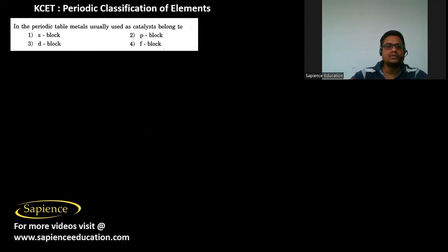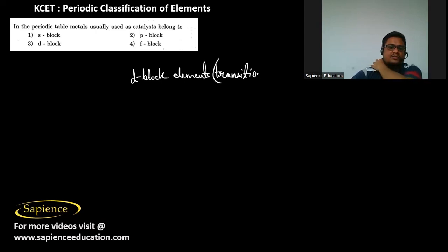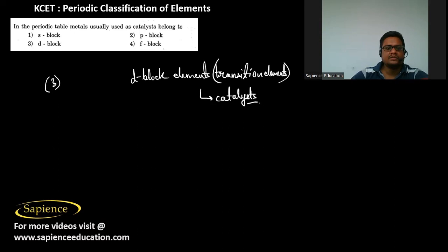Then here it is told that in the periodic table, metals usually used as catalysts belong to the d block. So the d block elements, or the transition elements, can be used as catalysts. So option 3 is the correct answer.